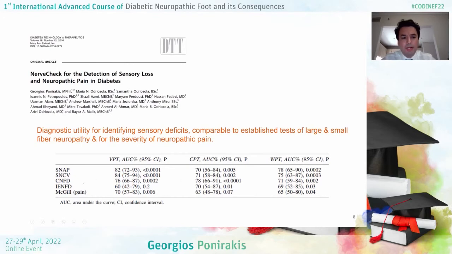But when we compare it against small fiber assessments, like the corneal nerve fiber density, we see that the cold perception threshold and the warm perception threshold outperform the vibration perception threshold because they are assessing small fiber function. And yes, they can also detect pain with the vibration test and the warm perception threshold.